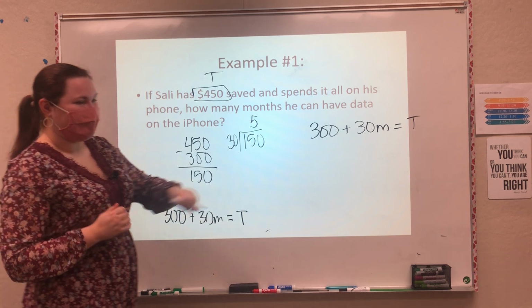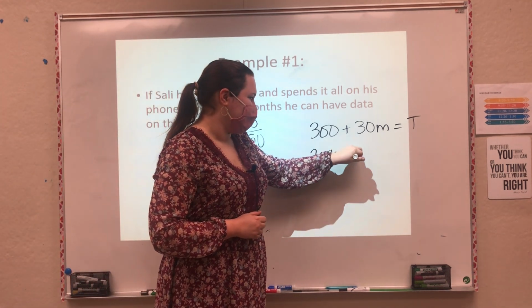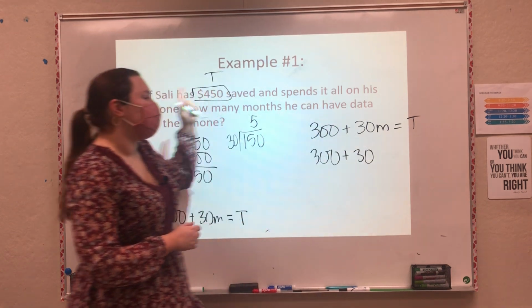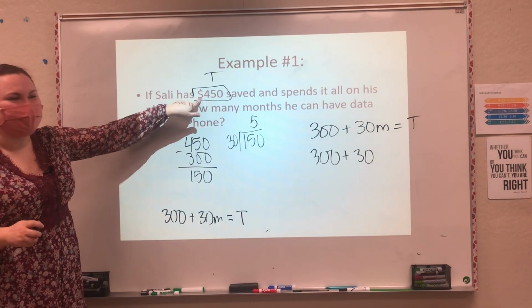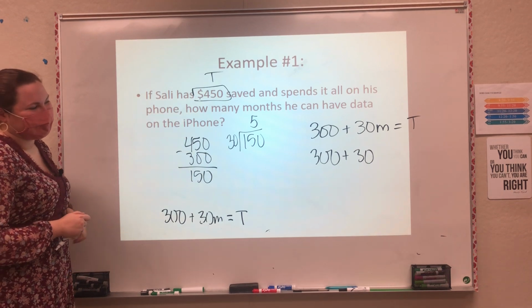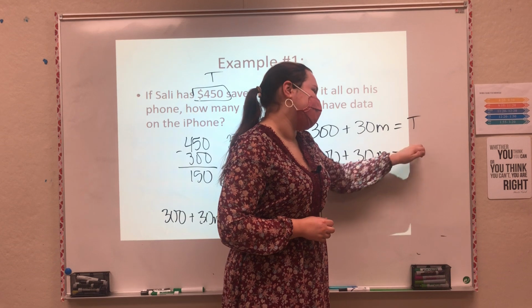300 plus 30 times 5. I didn't tell you 5. That's what we're trying to find. All I told you was 450 is our total. So 30M equals 450.